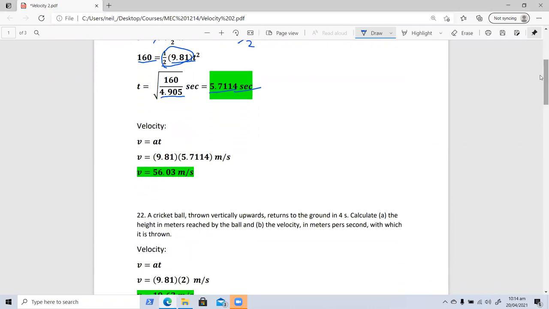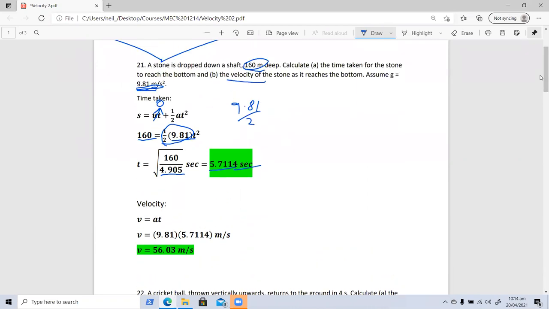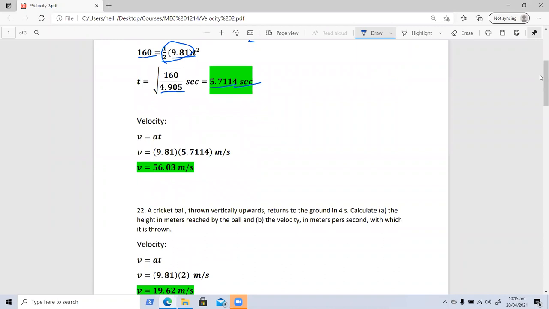Any questions? No. All right. So next, the velocity of the stone as it reaches the bottom. Because we're continuously accelerating as a result of gravity, the end velocity will just be that acceleration by the time. Or we can use the old formula, V is equal to U plus AT, where U, we know, is zero. So V will be equal to A times T.